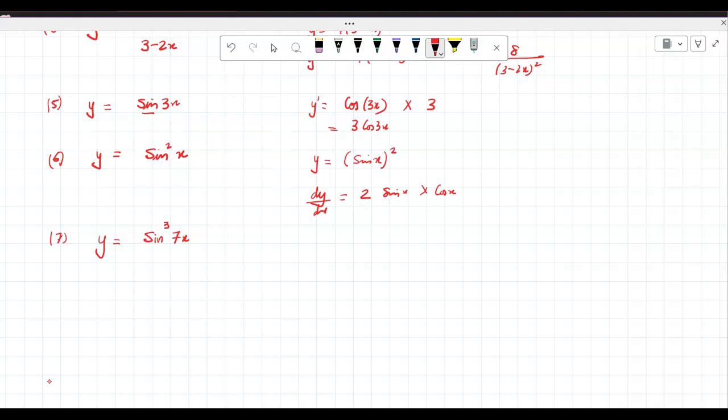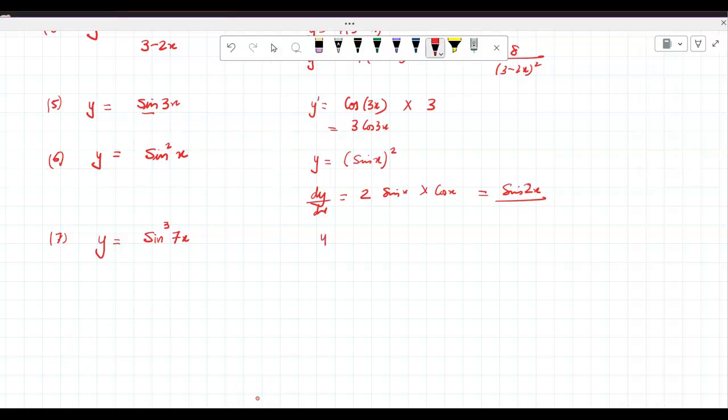Can you also use trig identities for the same thing? You can use a trig identity and write this as sine 2x. You're just combining that by using the trig identity. That's okay. Sure.